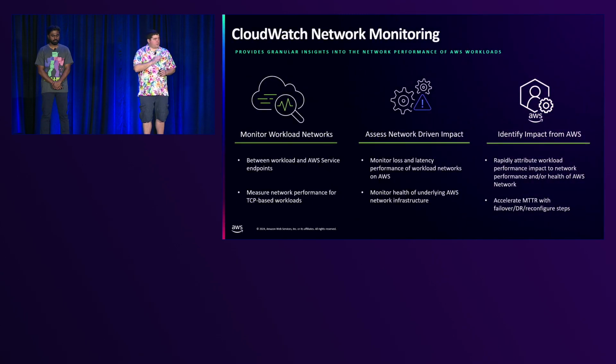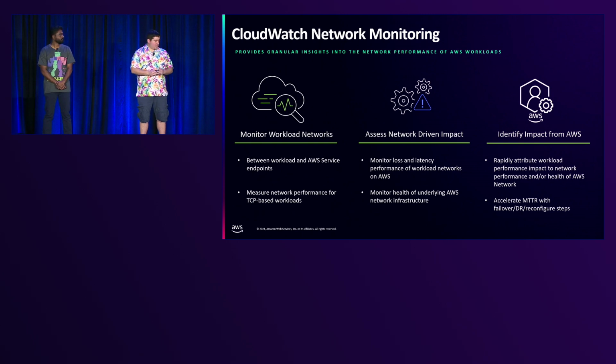And I think if we dig a little bit deeper into this, we can monitor network workloads and assess network-driven impact, so we understand latency and loss on our given network. But this last one, I think this might resonate with you all, which is identify impact from AWS. So who's ever been in this position where something is happening and it's like, do we know if it's AWS or do we know if it's us? Does that ever happen? Yeah? Okay. Customers get this a lot, and this is built to help us understand where that network impact is and what the source of that degradation could be.